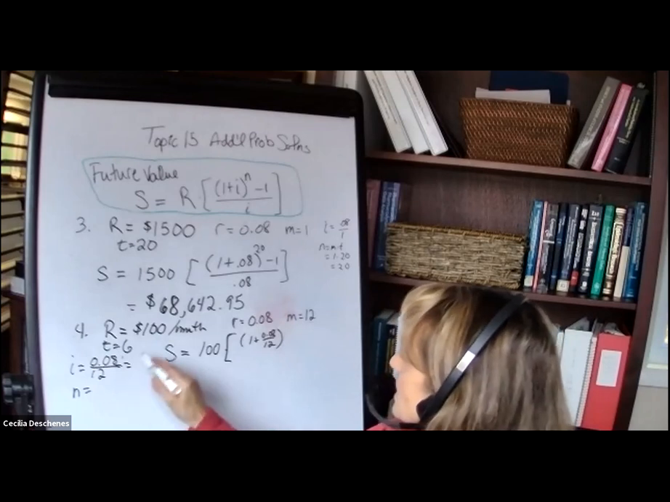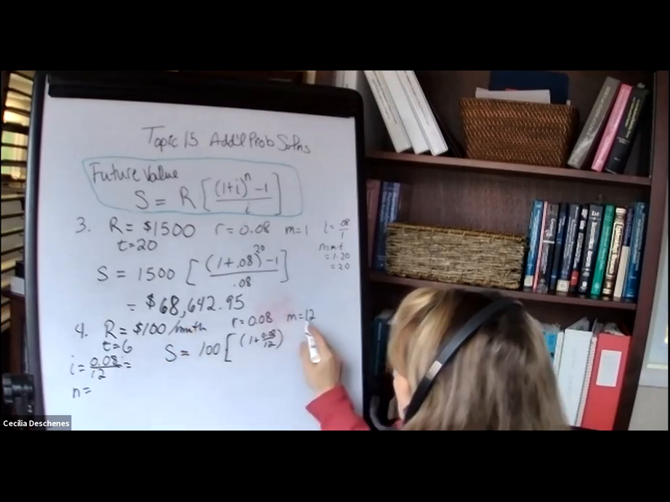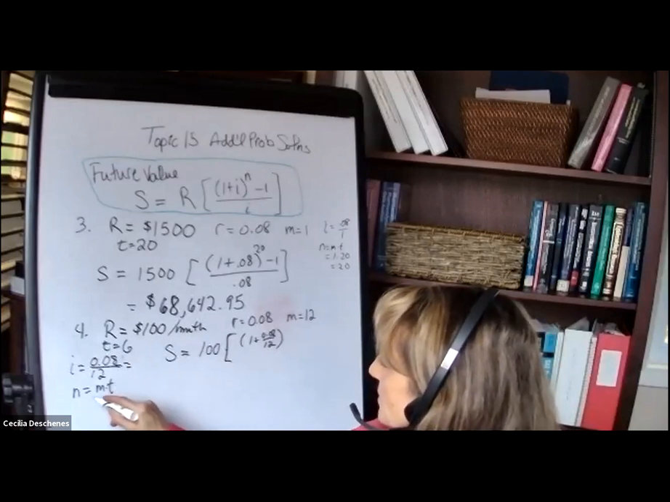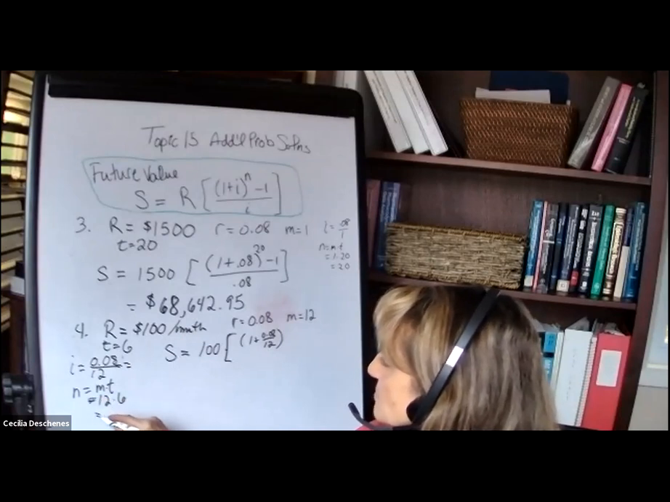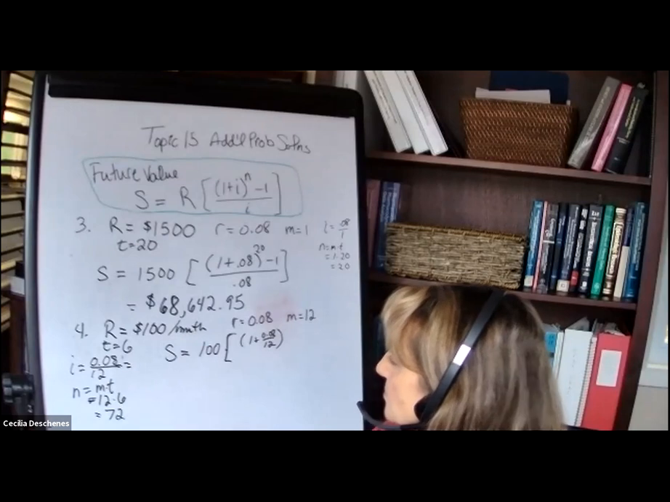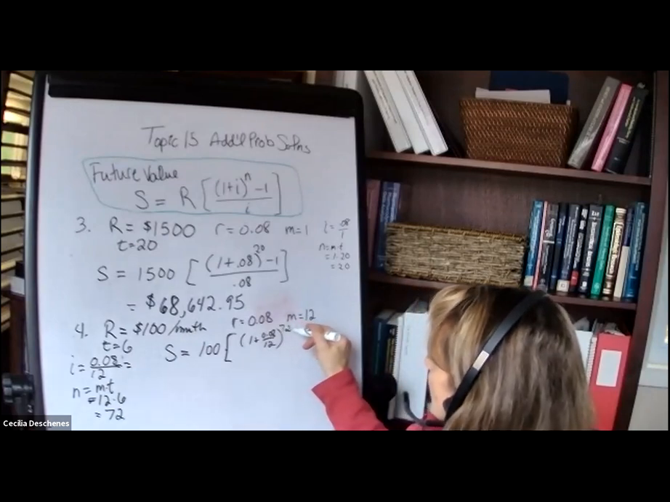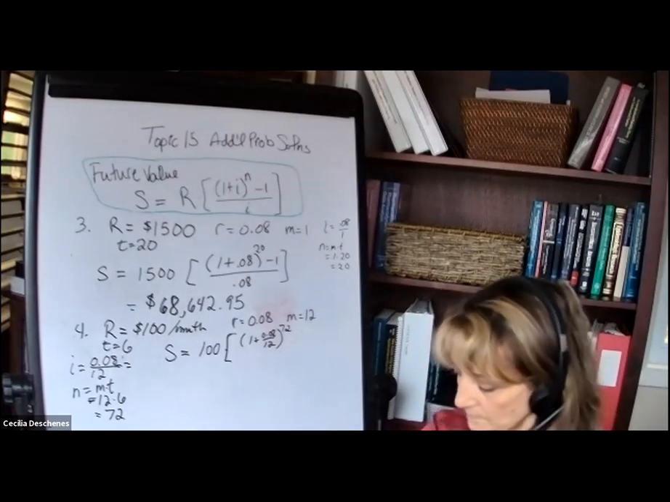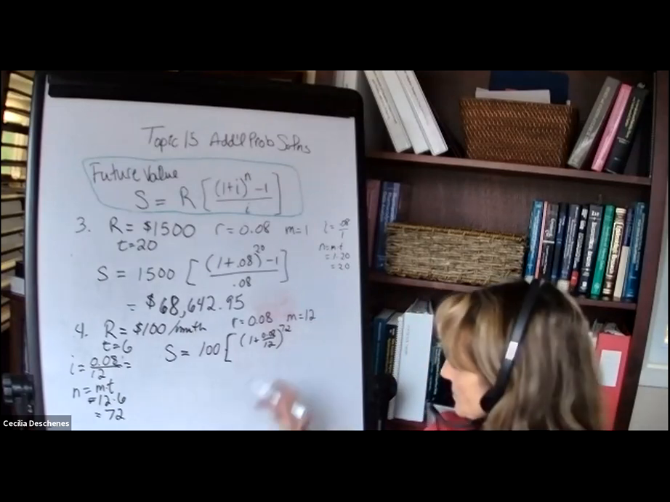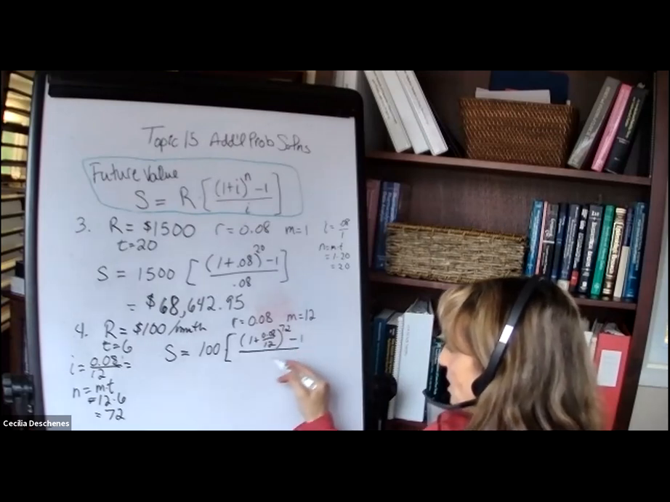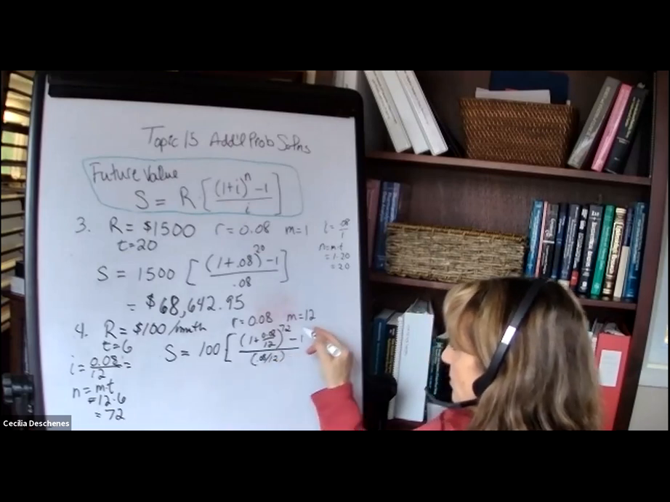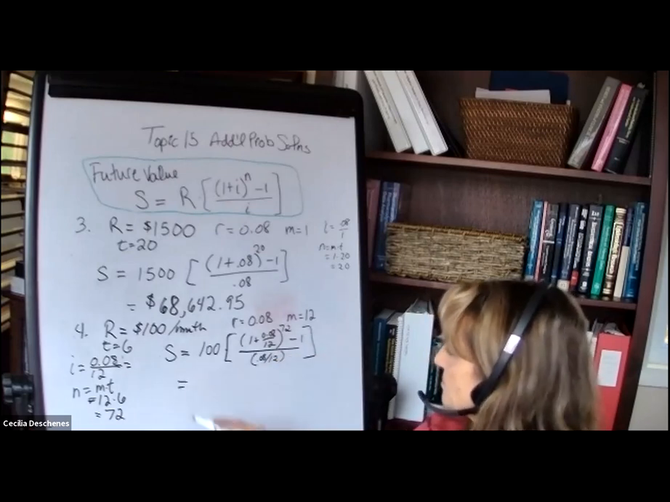N is going to be the number of conversion periods times the number of years. So it's going to be m times t, right? And that's 12 times 6. So 12 times 6 is 72. So we're going to do a 72 in the exponent. And we're going to subtract 1, and then we're going to divide by this 0.08 divided by 12, which I'm just going to leave in my calculator and see what we get.